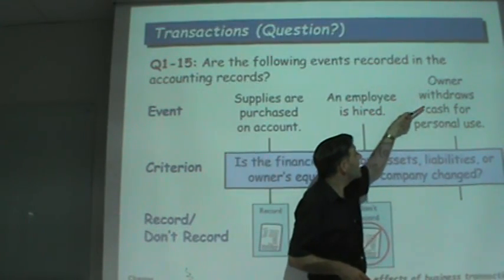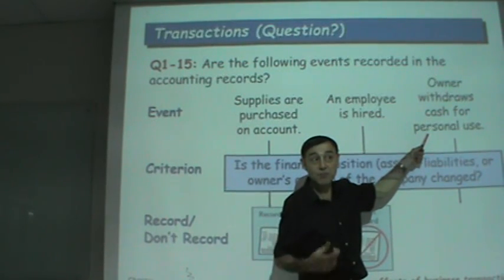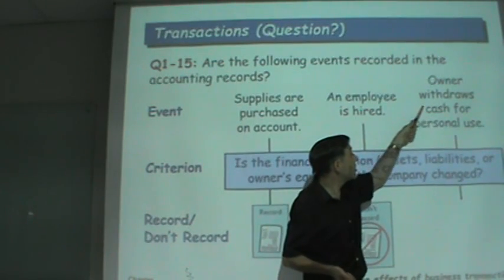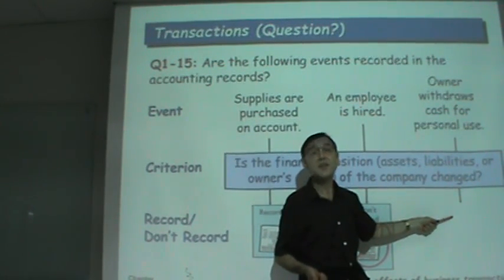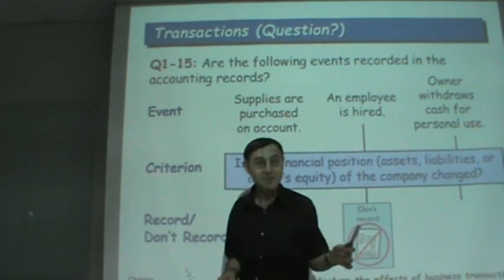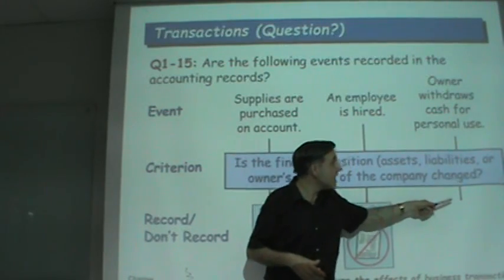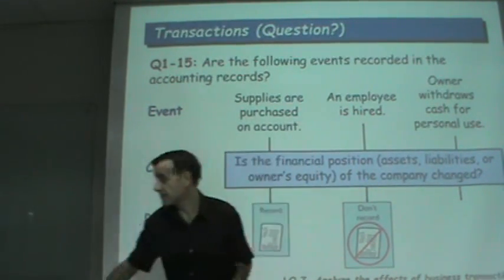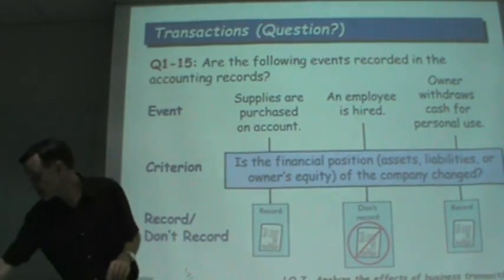Now let's see. Owner withdraws cash for personal use. The withdrawal of cash for personal use we call dividend. So, owner gets paid cash. Is this a transaction? Yes, okay. So we've got people finally waking up, right? Yes, it is a transaction because money goes out of the business. Next slide.